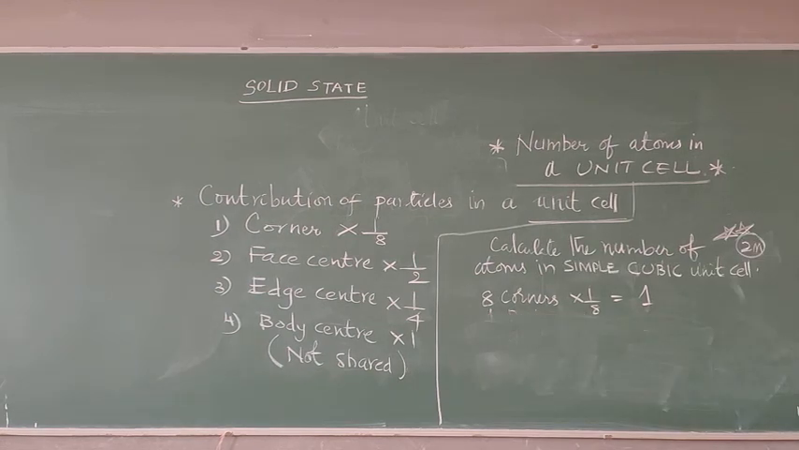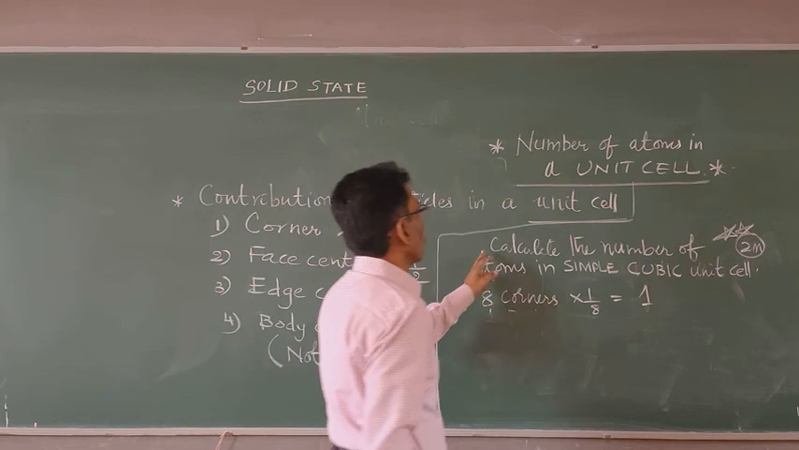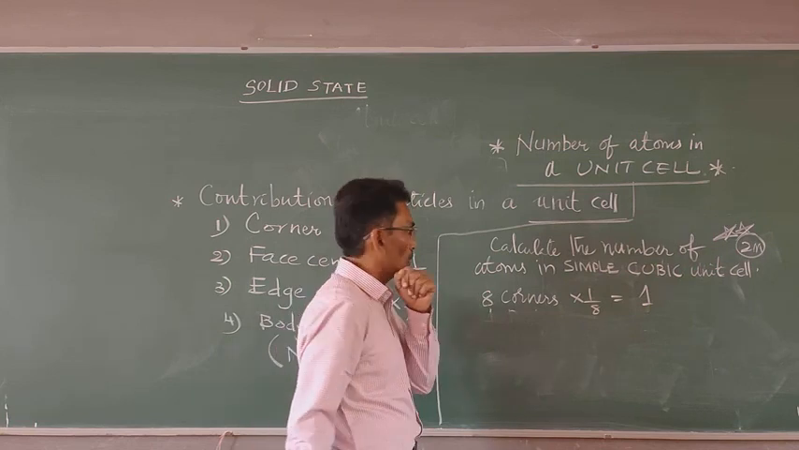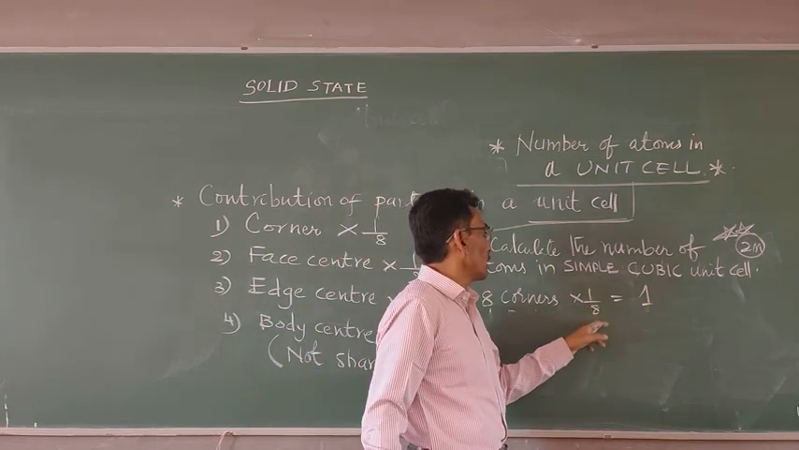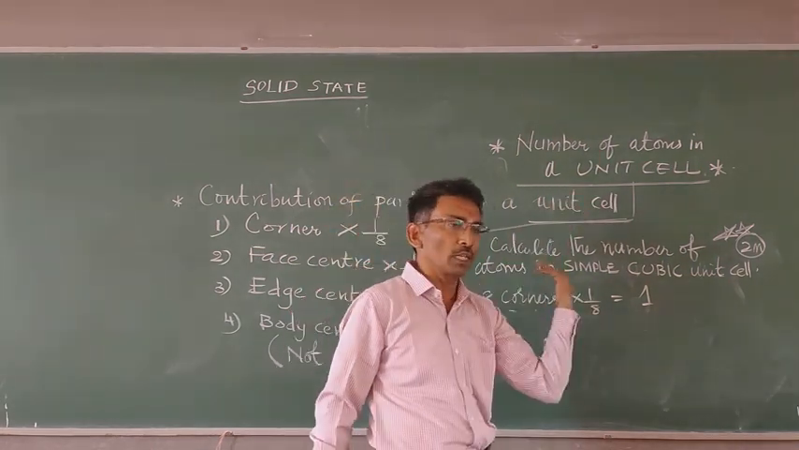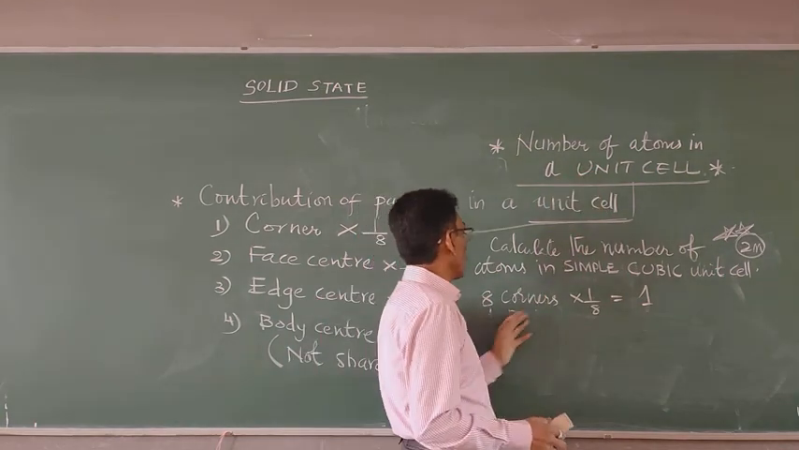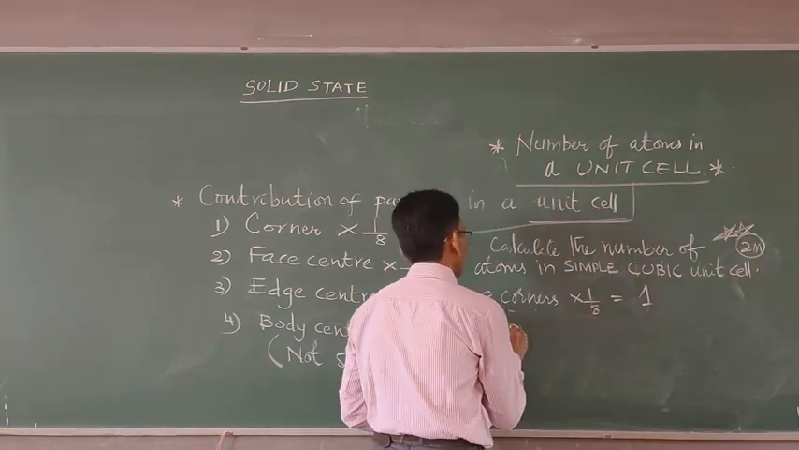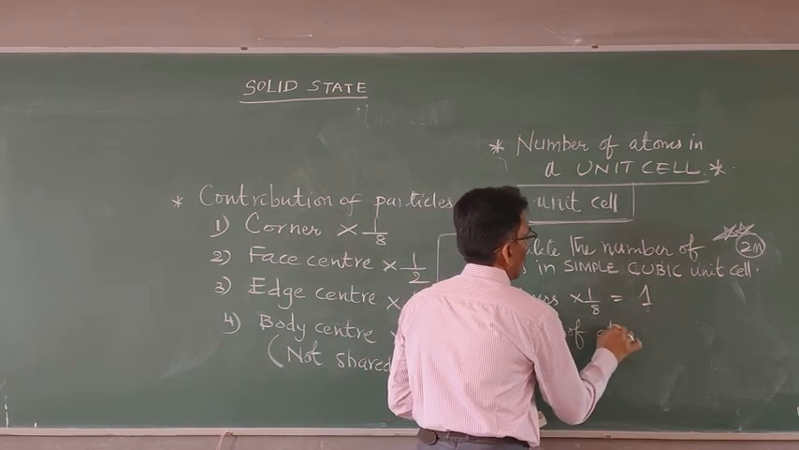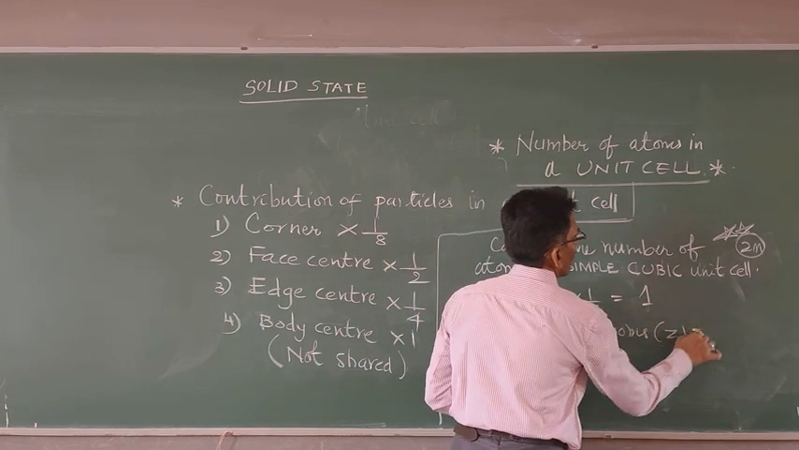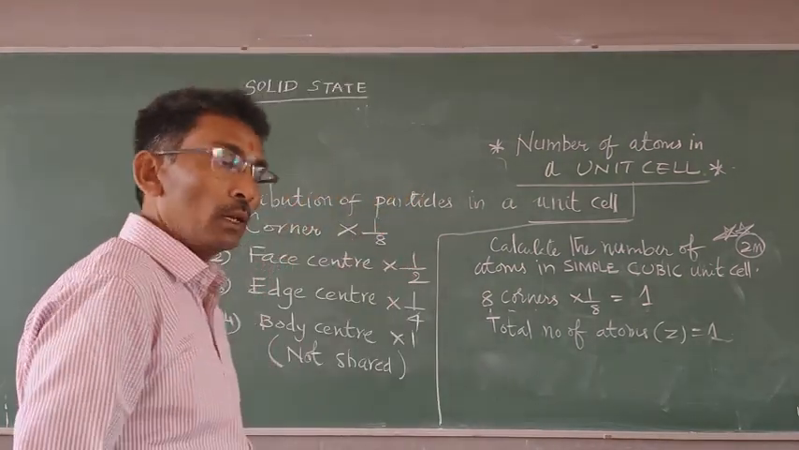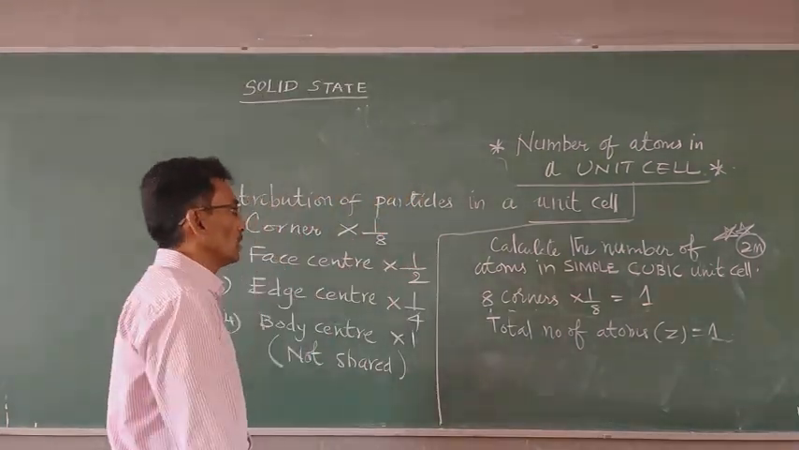Now take the last one, simple cube. In simple cube, what is the lattice point? Only corners. So 8 corners, that is a primitive unit cell, simple cubic unit cell, 8 corners shared among 8 unit cells. So the contribution is 1/8 of each corner, 1/8, 1/8, 1/8, 1/8. And 8 times 1/8 becomes 1. So the answer is total number of atoms or particles given by Z is equal to 1. This is calculation 1 mark, and final answer 1 mark in the final board examination. Get ready about this one.